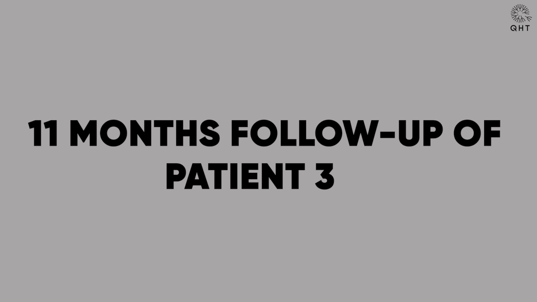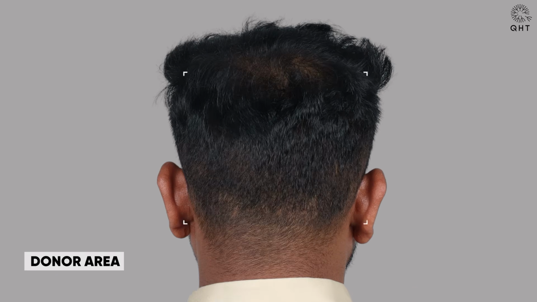11 months follow-up of patient 3. Finally, at the 11-month follow-up, patient 3 achieved an incredible transformation. If we compare his initial condition, where he had lost almost all coverage, with today, the difference is outstanding. His hairline has been perfectly designed, his frontal and mid-scalp areas are now filled with dense, natural-looking growth, and his donor area has completely healed with no visible extraction marks. Overall, his look has been fully restored, giving him a youthful and confident appearance.